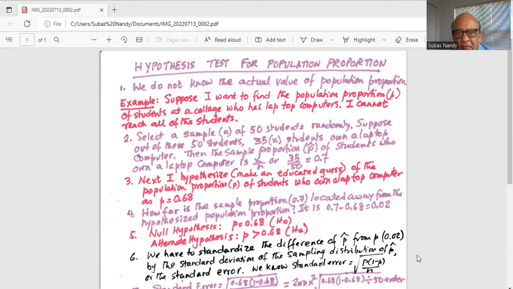Next, I hypothesize, make an educated guess of the population proportion of students who own a laptop computer, as population proportion equal to 0.68. How far is the sample proportion, which we have determined to be 0.7, located away from the hypothesized population proportion? It is 0.7 minus 0.68 equal to 0.02. So my null hypothesis is population proportion P is equal to 0.68, that's H0, and my alternate hypothesis P is greater than 0.68, which is my alternate, H sub A.